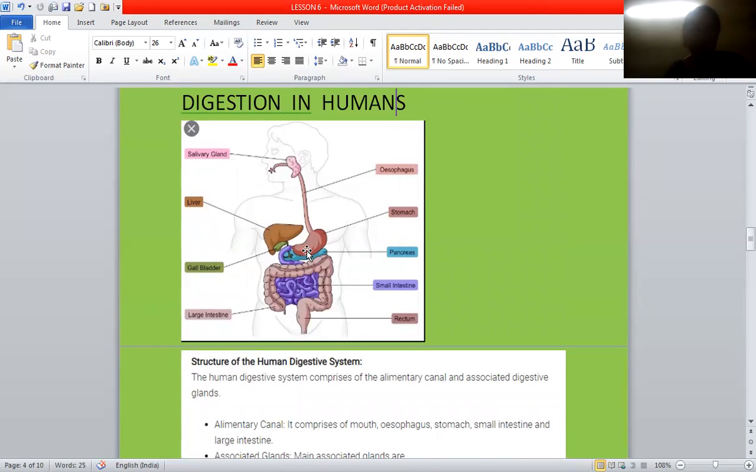When the food enters from stomach into the small intestine, the gallbladder releases bile through the bile duct. Bile juice contains bile pigments and bile salts. You can see liver, gallbladder, which is secreting bile through bile duct into the small intestine.